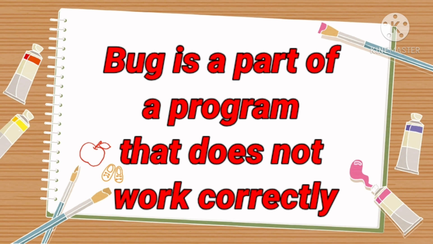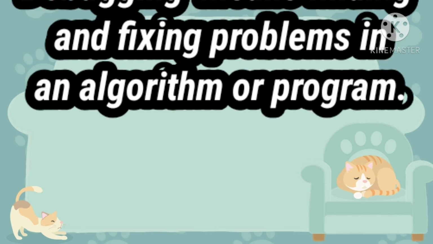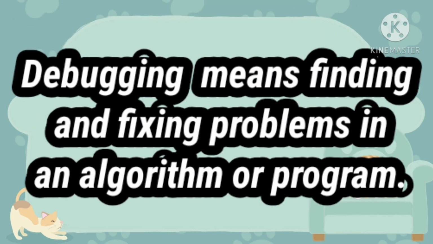This brings us to the last and final term today, which is debugging. Debugging is finding and fixing the errors in our program. So whenever there's an error in your program, you have to simply debug it.